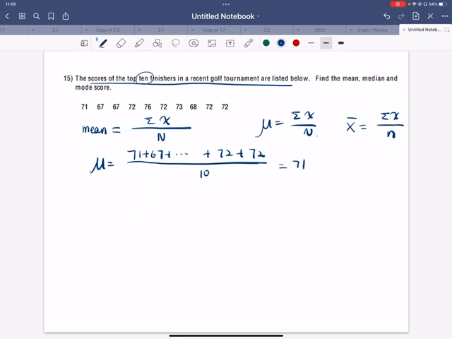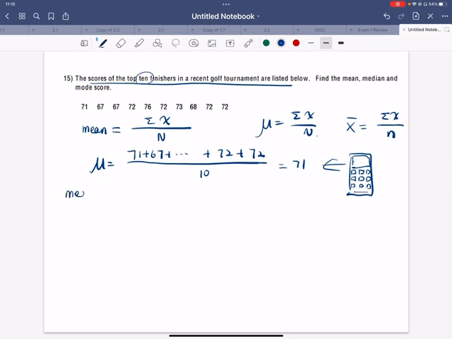I have 71. Okay, this is a good example that you need to bring your calculator. You need it. Otherwise, how are you going to add up all the numbers? It's going to take you a big chunk of time. Oh, this is not a phone. Calculator. Okay, bring a calculator. There we go. We have the mean at 71.